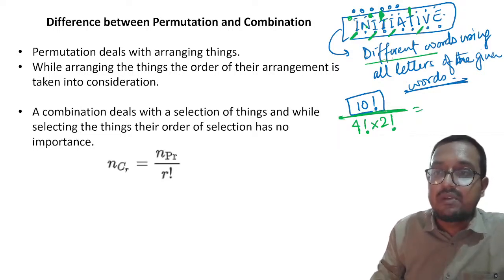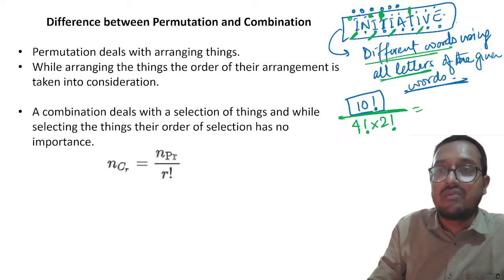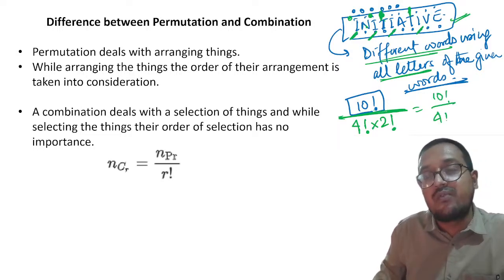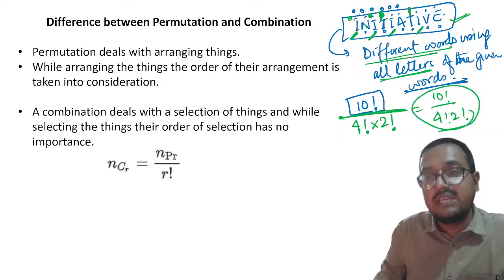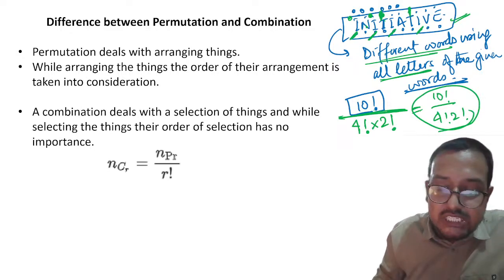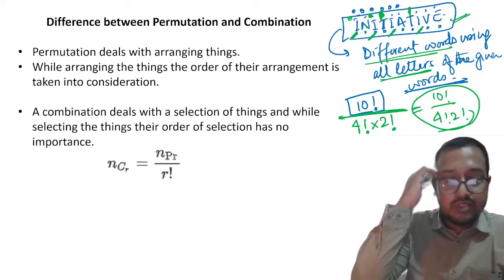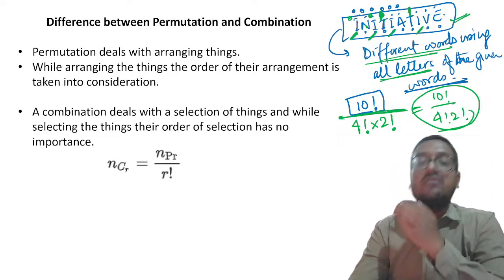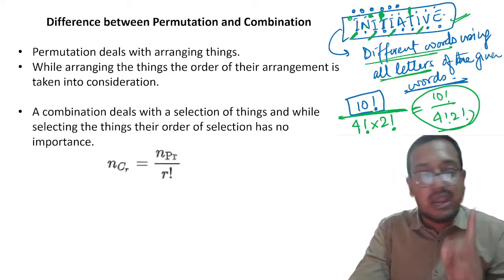How many different possible words are there which can be made using all the letters of initiative? It will be 10 factorial upon 4 factorial into 2 factorial. Please remember, this is not related to combination. This is related to the general method of counting, which is a derivative of permutation. Understood this part?